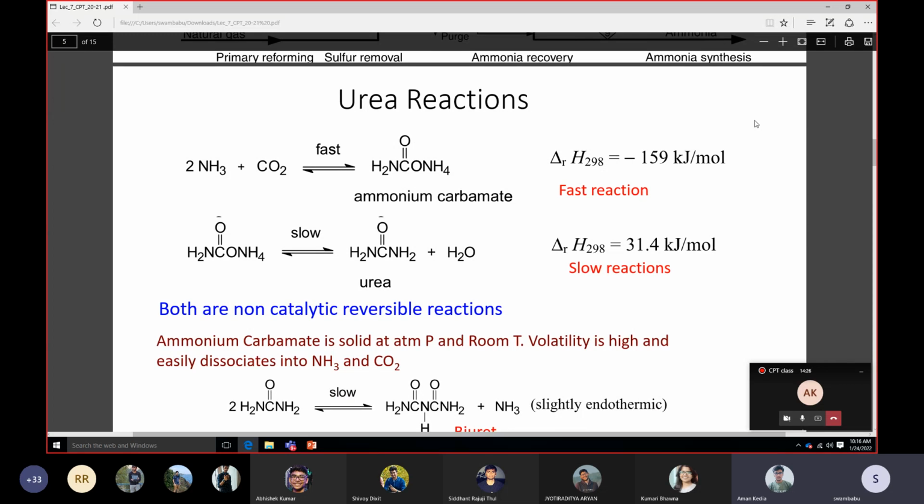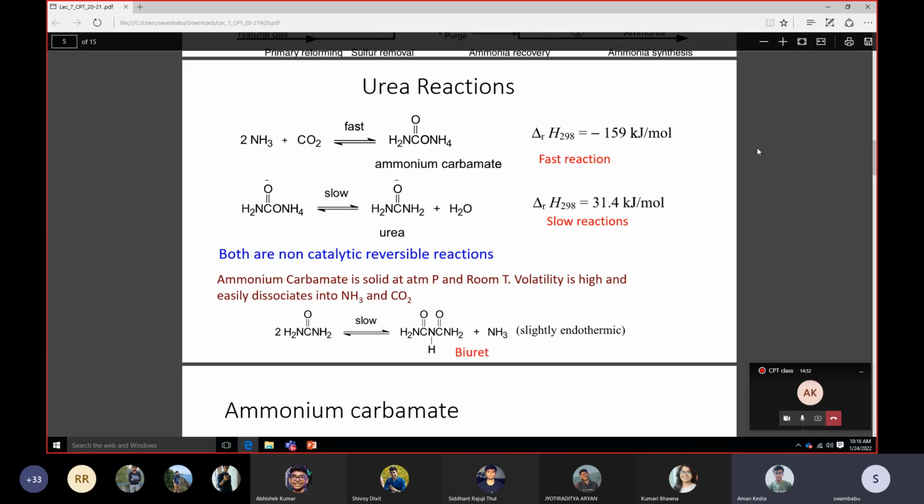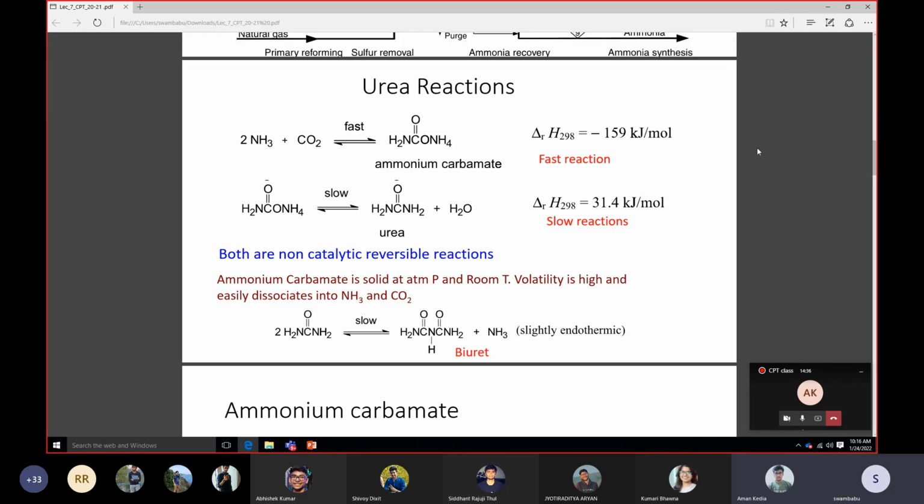I'm sure you already know the basic chemistry behind urea. Urea production has two reactions. In the first reaction, 2 moles of ammonia react with carbon dioxide, which is a very fast, almost quick reaction, and convert to ammonium carbonate. This is an exothermic reaction.